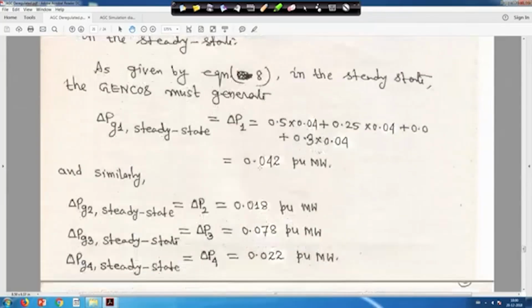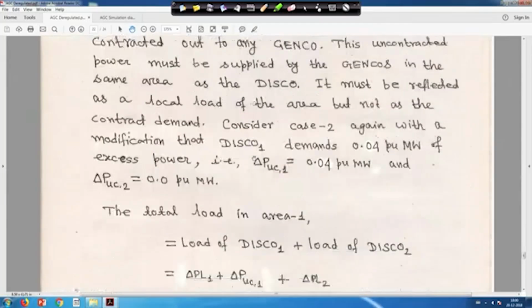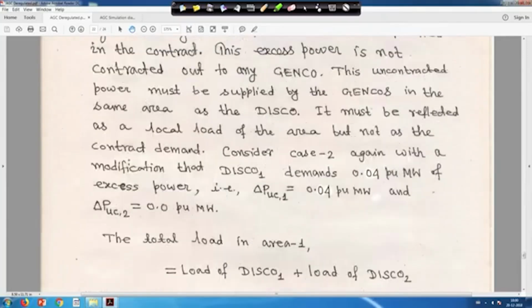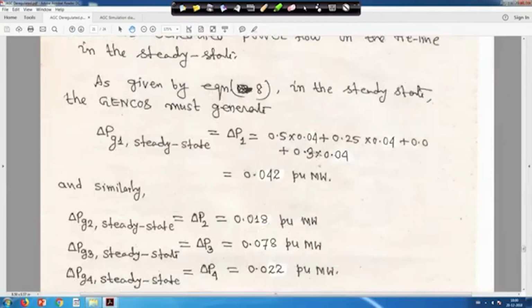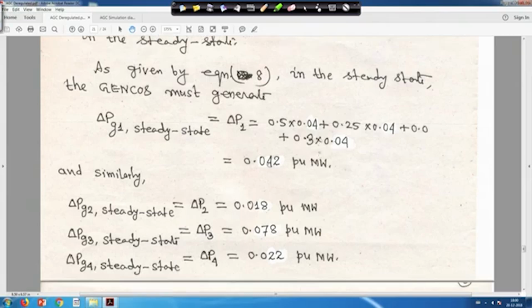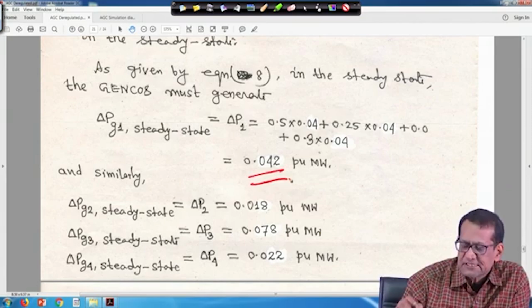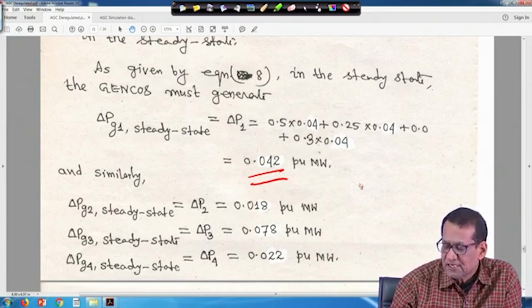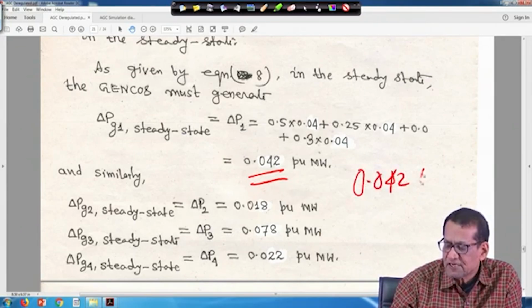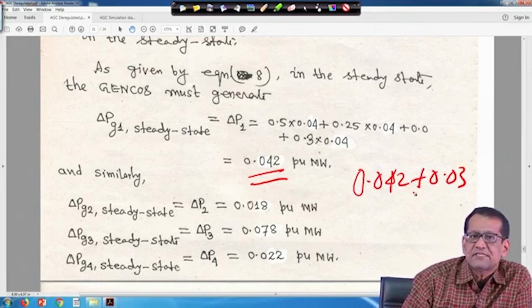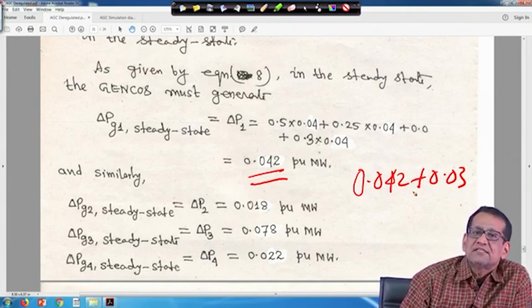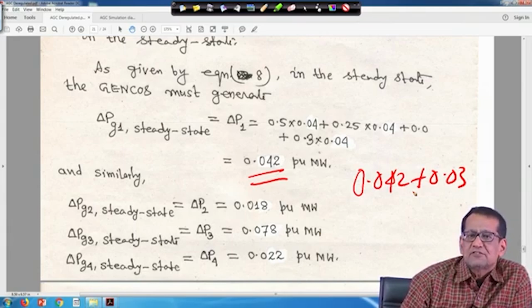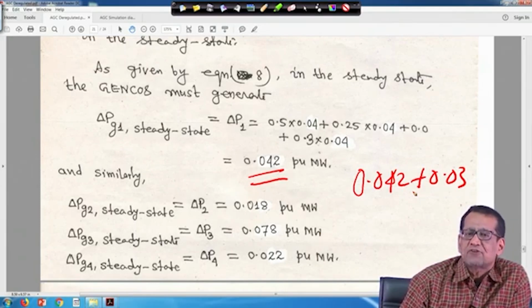So, if you now move to the problem, here this is called contract violation, right. If you look at that, all data remains as in case 2, right. That means I am coming to case 2. So, for case 3, that is uncontracted power demand, delta PG1 steady state, in the case of uncontracted power demand, GENCO is generating another additional 0.03 per unit megawatt. That means GENCO at steady state will generate this one plus 0.03, because the APF is given, that is the AC participation factor, A-11, is given as 0.75. So, 0.75 into 0.04, that is the uncontracted power demand.